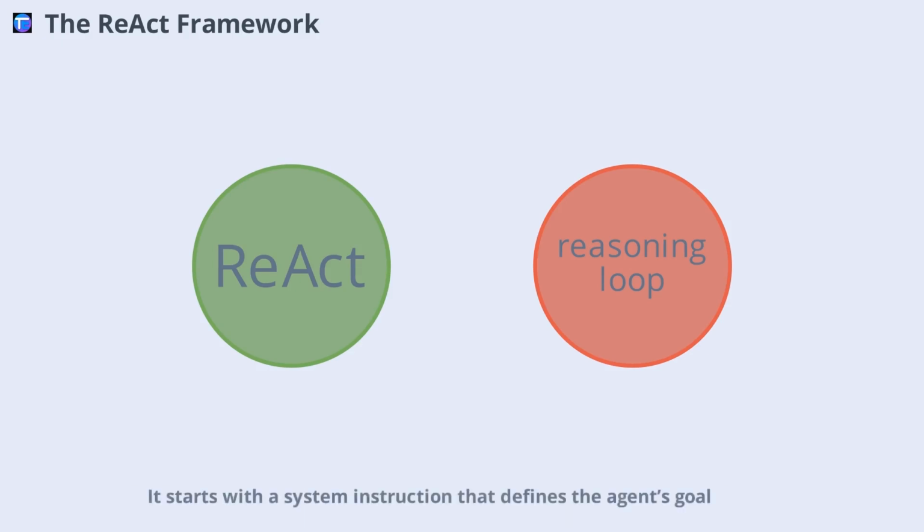The ReACT framework is a popular approach for structuring AI agents. It starts with a system instruction that defines the agent's goal. The agent then reasons about what to do, acts by calling a tool or API, observes the result, and repeats the cycle. This loop continues until the agent achieves its objective. By combining reasoning and action, ReACT agents can handle complex workflows that require both decision-making and execution.